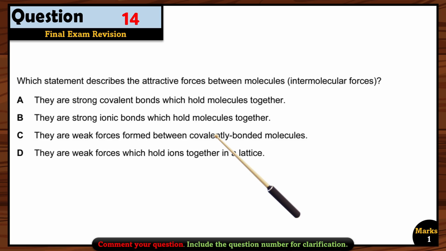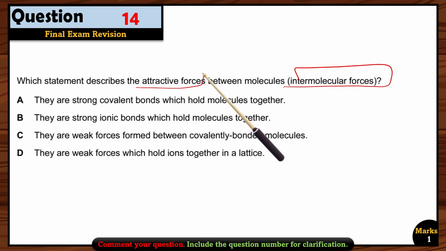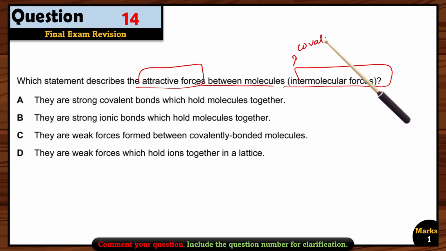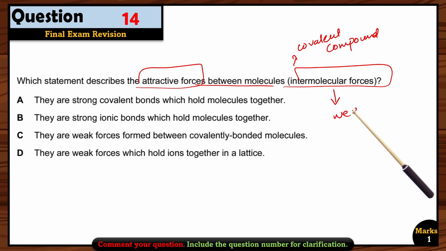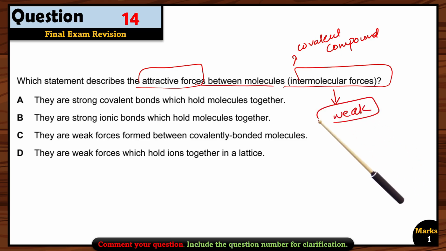Let's see another important question that is related to intermolecular force, or the attractive force, you can say, between molecules. One thing you must know is that intermolecular force is only present in covalent compounds. It is not present in ionic compounds. It is not present in metallic elements. Okay, only covalent compounds have intermolecular forces, and these intermolecular forces are actually weak forces, and these forces are usually present between the molecules.